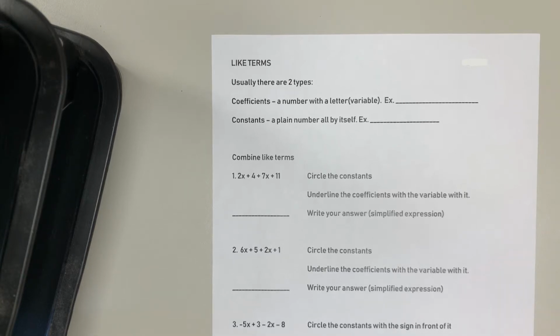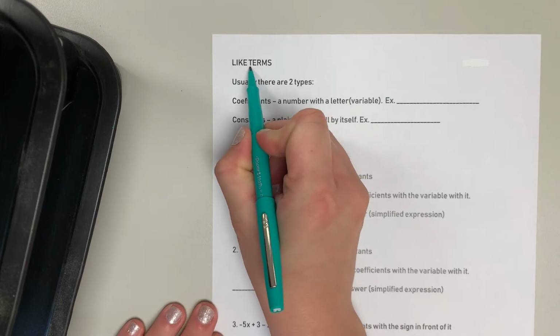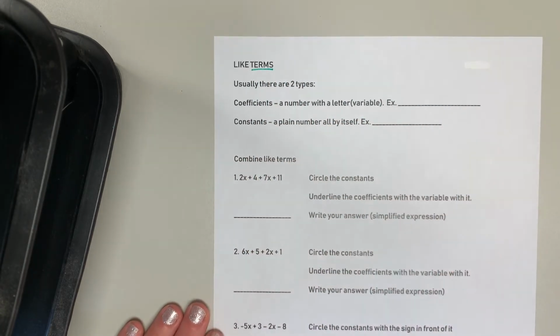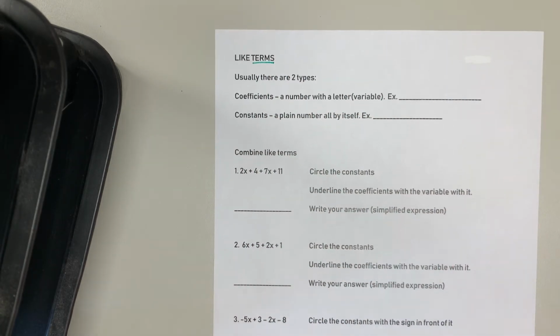Hey y'all, today we are going to talk about like terms and combining terms. So the first thing that you need to make sure you understand is what is a term. So a term is any number or grouping of numbers separated by plus and minus signs.